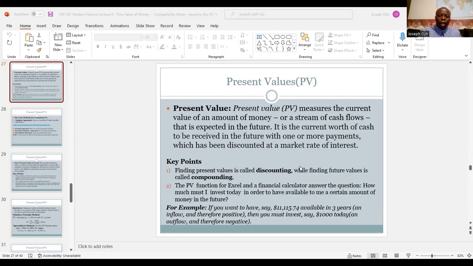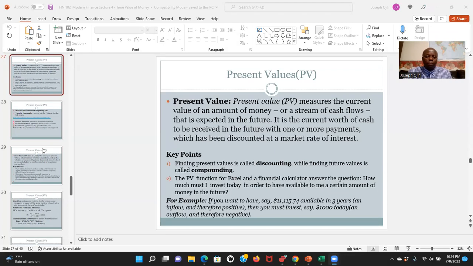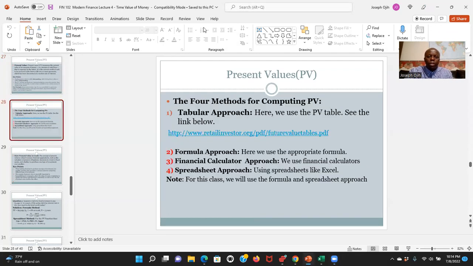Now, how do we calculate present value? Okay, let's see if I'm sharing this. How do we compute it? The way we compute present value is, just like the future value, by using three methods, actually four methods, but we will be using three in this lecture.